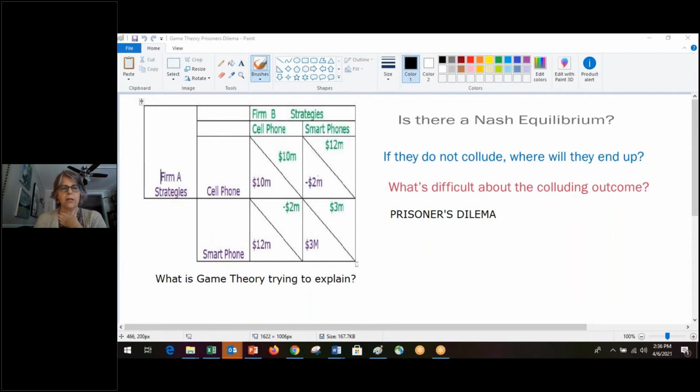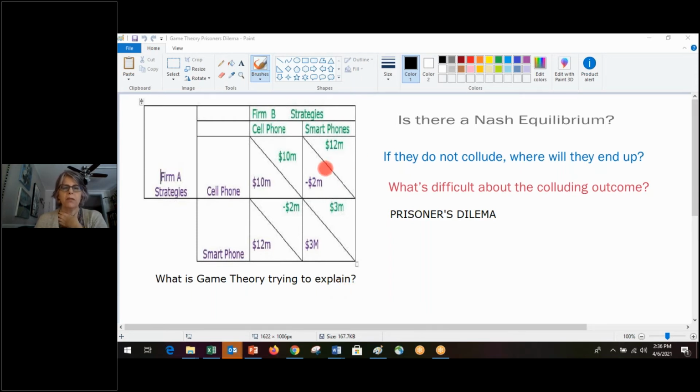So here's another example where we have firm A and firm B. They can choose to make cell phones or smartphones. Both of them have that choice. Now, this is my setup, and I hope that my color coordinating will help you. Firm A's payoffs are all in purple, and firm B's are all in green. So let's take a glance at how we can read this payoff matrix.